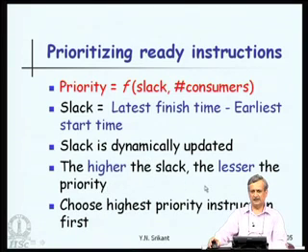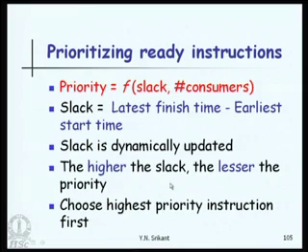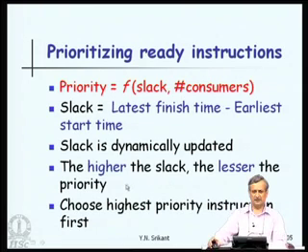The higher the slack, the lesser the priority. That is because it is possible to place an instruction with a very high slack in many slots. So, that is why the priority is low. If the slack is very low, then the number of slots available to place the instruction is small, and therefore, it has higher priority. So, choose the highest priority instruction first and then try to schedule it using the list scheduler.